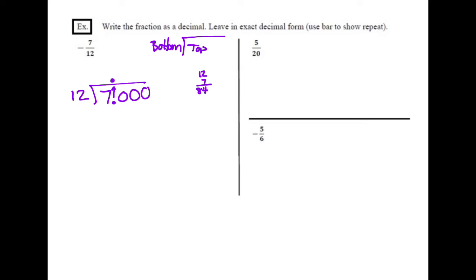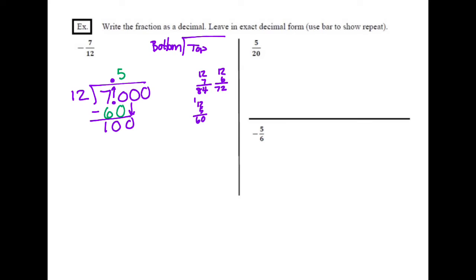12 times 7 is 84. It's too big. 12 times 6 is 72. It's also too big. So 12 times 5, there we go, 60. So we're going to put a 5 there. Let's change colors so you can see this. We get 60. Now we're going to subtract, and we get a 10. Bring down the next 0.